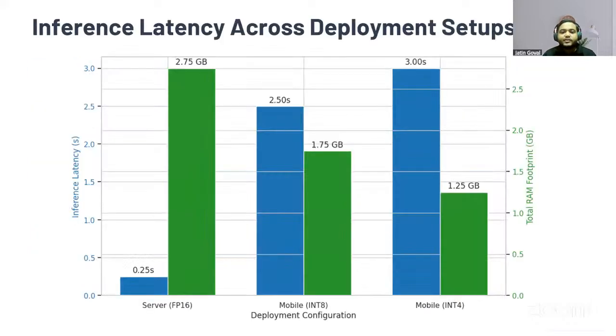Now, this graph summarizes inference latency and memory usage across different deployment configurations. It highlights the trade-off between model precision, latency, and memory footprint. Importantly, even with quantization, accuracy degradation is minimal, making this a practical deployment strategy.